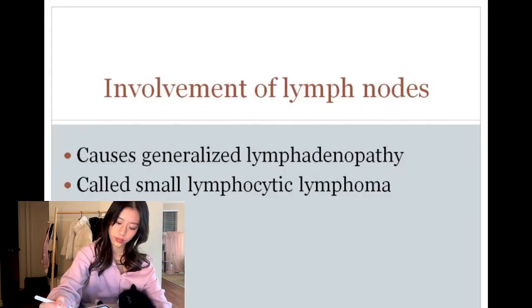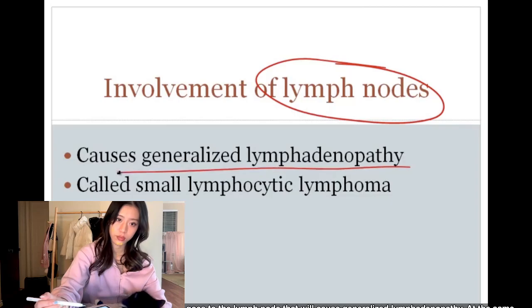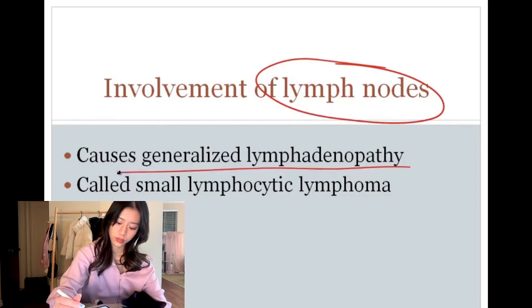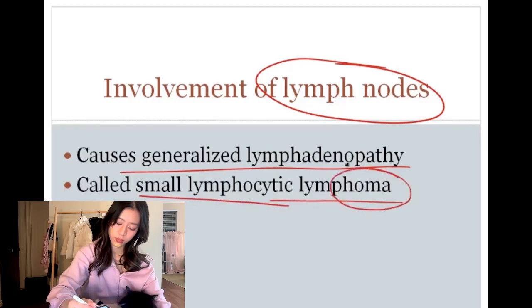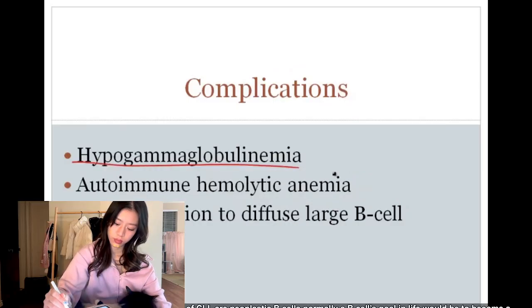Now, the lymphocytes of CLL can also do what lymphocytes normally do, and that is they can go to the lymph nodes. And so when CLL goes to the lymph node, that will cause generalized lymphadenopathy. At the same time, because the cells now involve the lymph node and are producing a mass, we'll actually call involvement of the lymph node small lymphocytic lymphoma. Again, oma referring to mass. Some of the complications of CLL are that the patients will develop hypogammaglobulinemia. Now, the cells of CLL are neoplastic B cells.